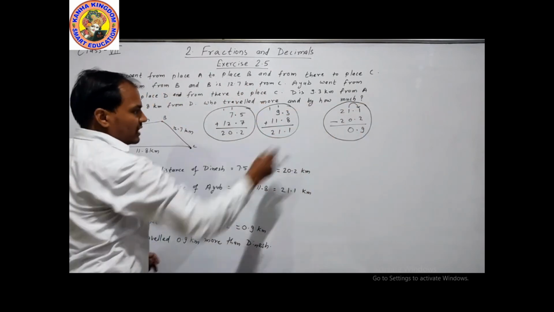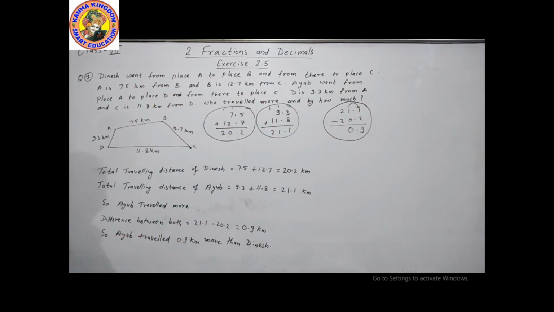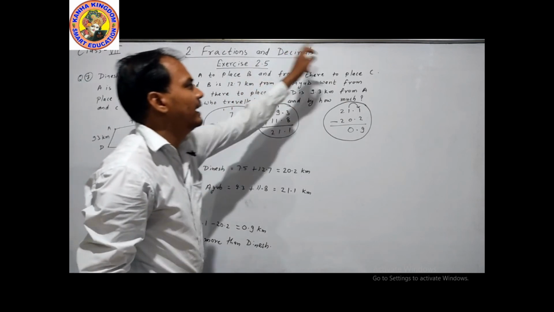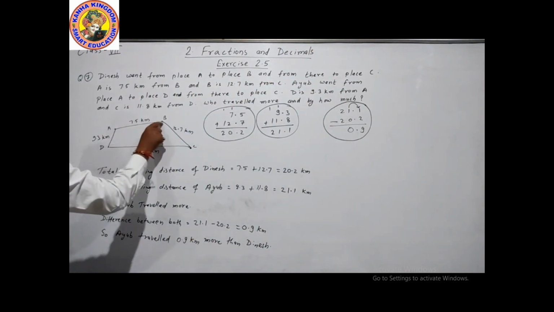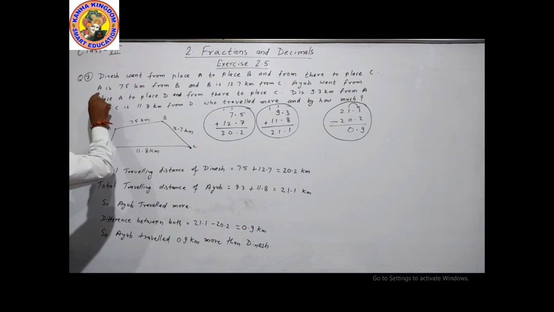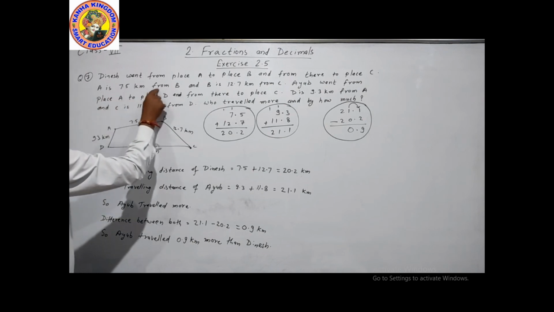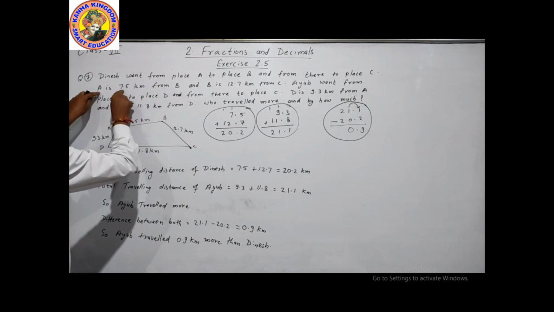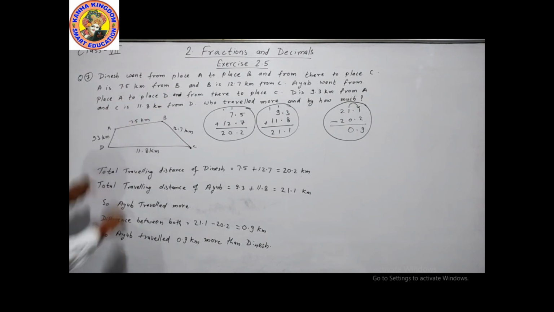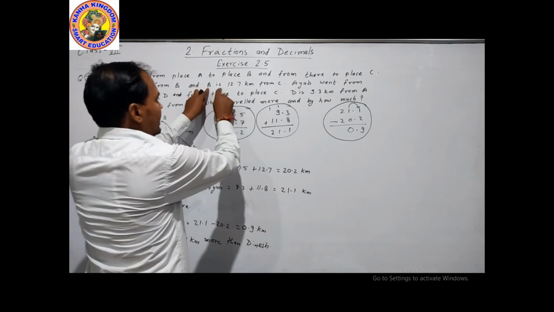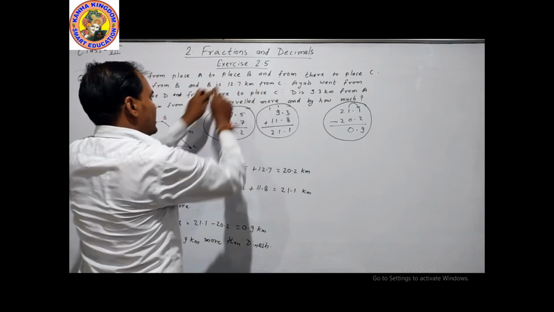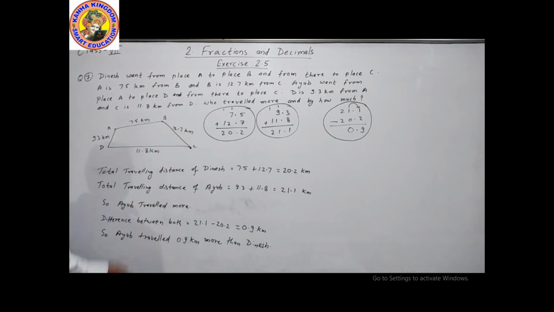This is our rough part. Now let's begin from this question. Dinesh went from place A to B, then C. A is 7.5 km from B. The distance between A and B is 7.5. B is 12.7 km from C. The distance between B and C is 12.7.